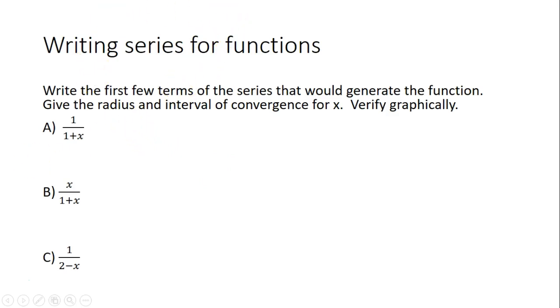What we're going to do here is, we're given the function, and we're going to try to write out a series, a sum of a bunch of x's, 1's, numbers, x squared, x cubed, to try to mimic this function. We're going to do that for each of these 3. We're going to write the first 2 terms of the series, give sigma notation as well, and give the radius and interval of convergence for x.